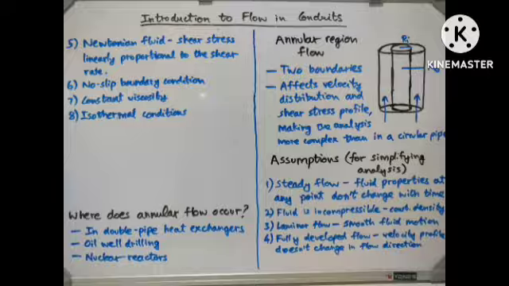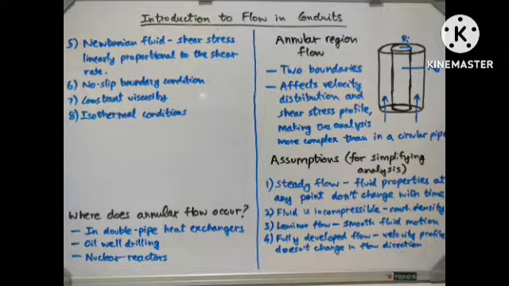Fourth, we consider fully developed flow where the velocity profile doesn't change along the flow direction. This implies that the effects of the entrance region have dissipated. Fifth, the fluid is Newtonian, meaning the shear stress is linearly proportional to the shear rate. Sixth, we apply the no-slip boundary condition, which states that the fluid velocity at the solid boundaries is 0. Lastly, we assume constant viscosity and isothermal conditions, meaning the fluid's viscosity and temperature remain uniform throughout the flow. These assumptions allow us to derive a manageable mathematical model for the velocity distribution in annular flow.